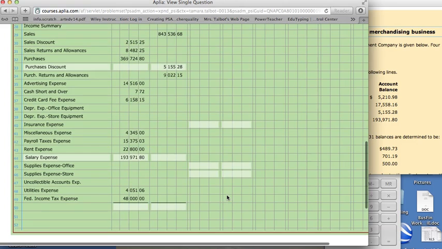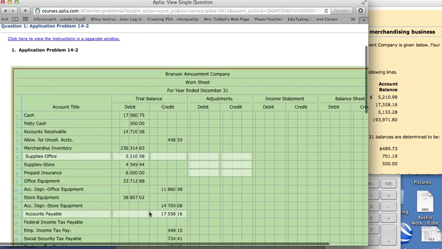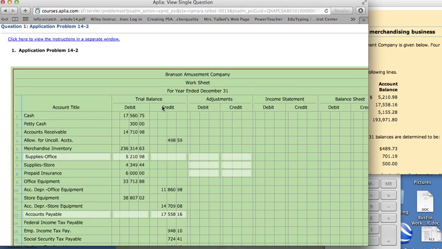After that, you are to add the two columns, and you should come up with the same answer. I believe that you can add on your own, so I'm not going to do that part of it, but these two answers should be the same. Remember, the reason why we do the trial balance in the worksheet is to make sure our debits equal credits.